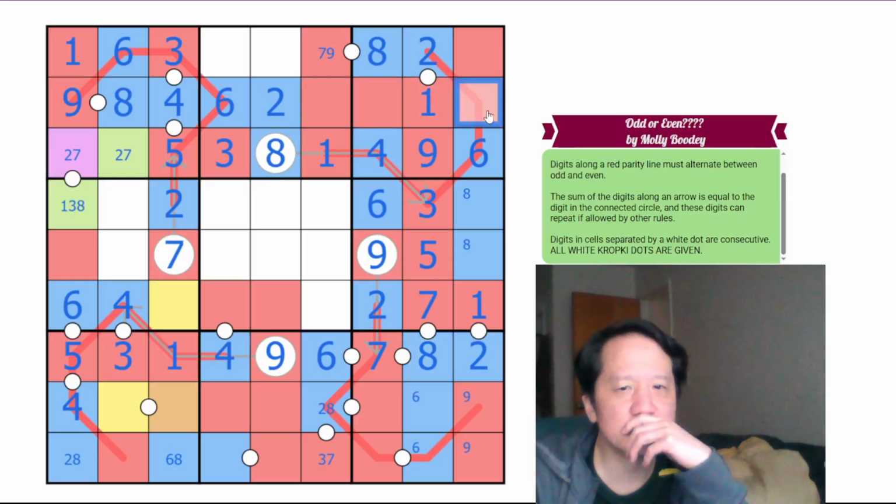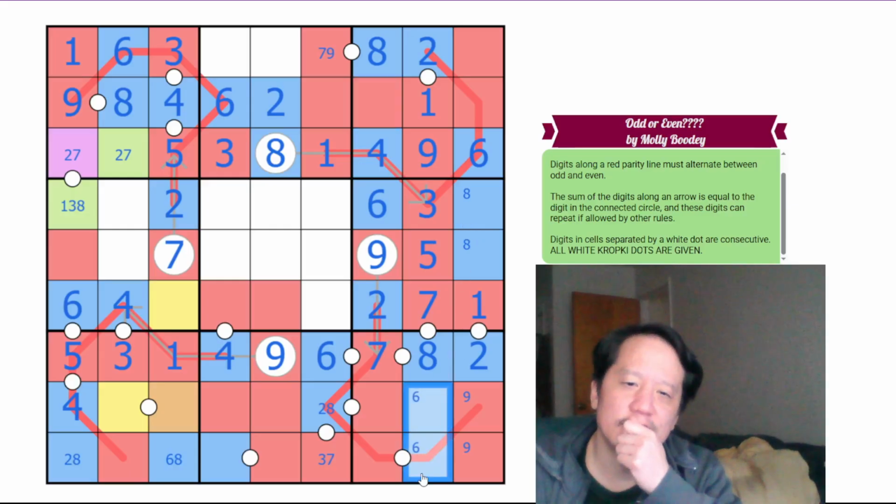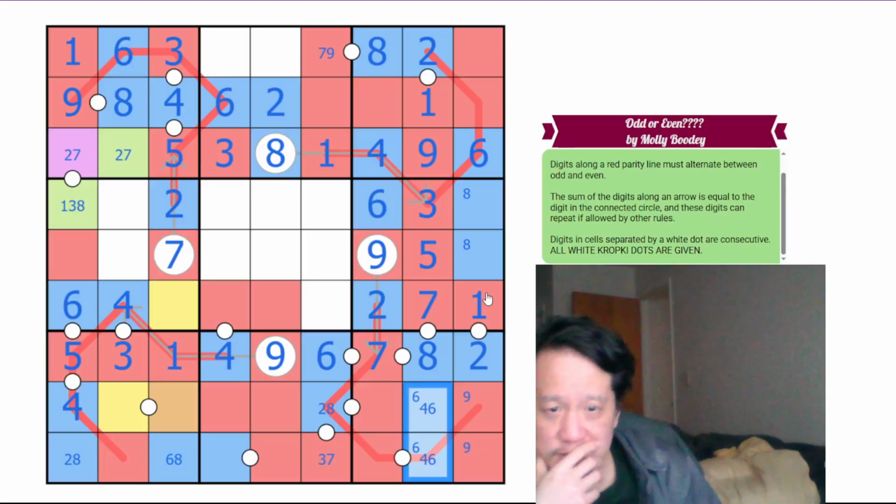Remaining digits in row 2. We have 3, 5, and 7. This can't be 3 or 5 because of the 4 next to it, and there's no white dot, so... Wait, this has to be 7, and then we have a contradiction. Where did I screw up?